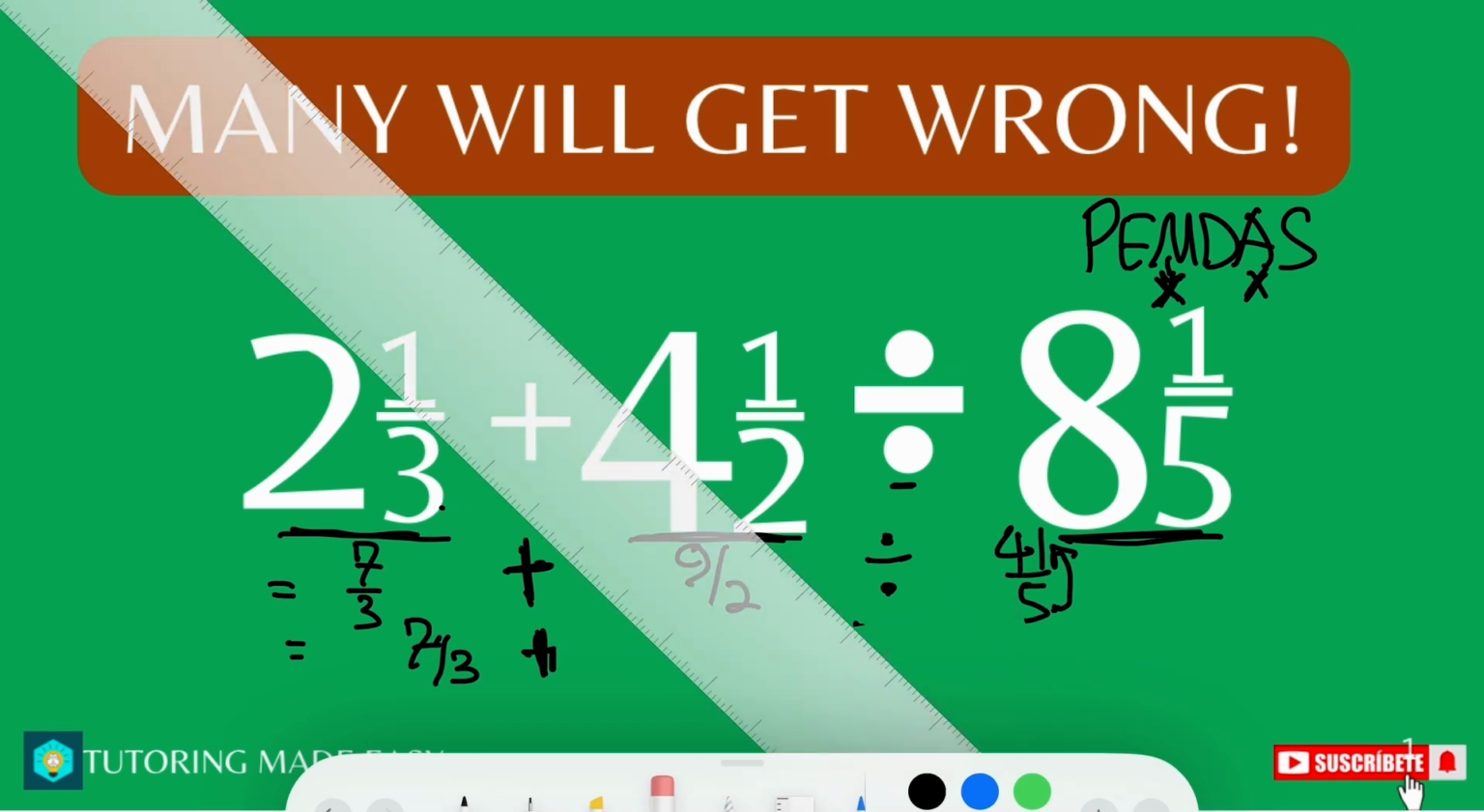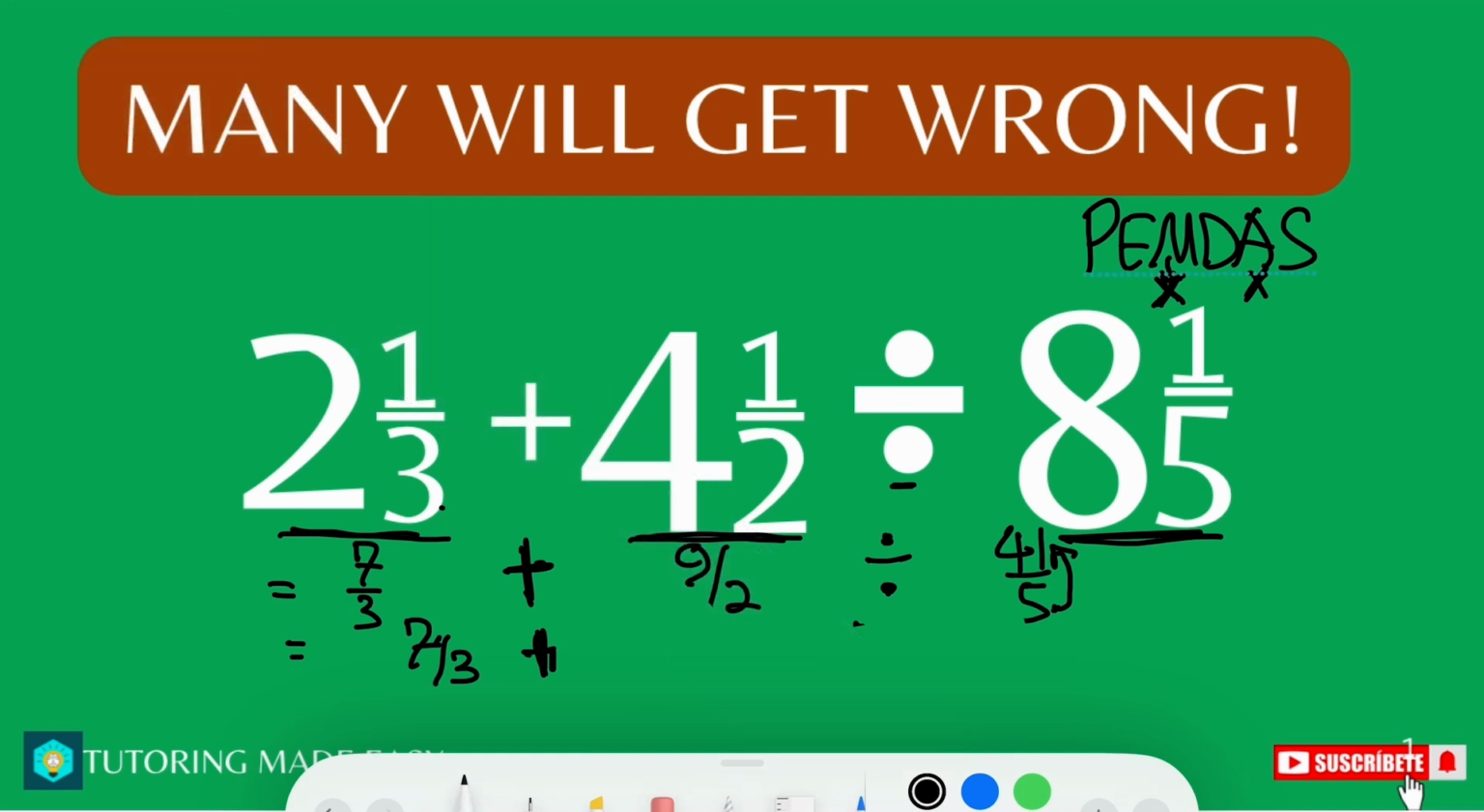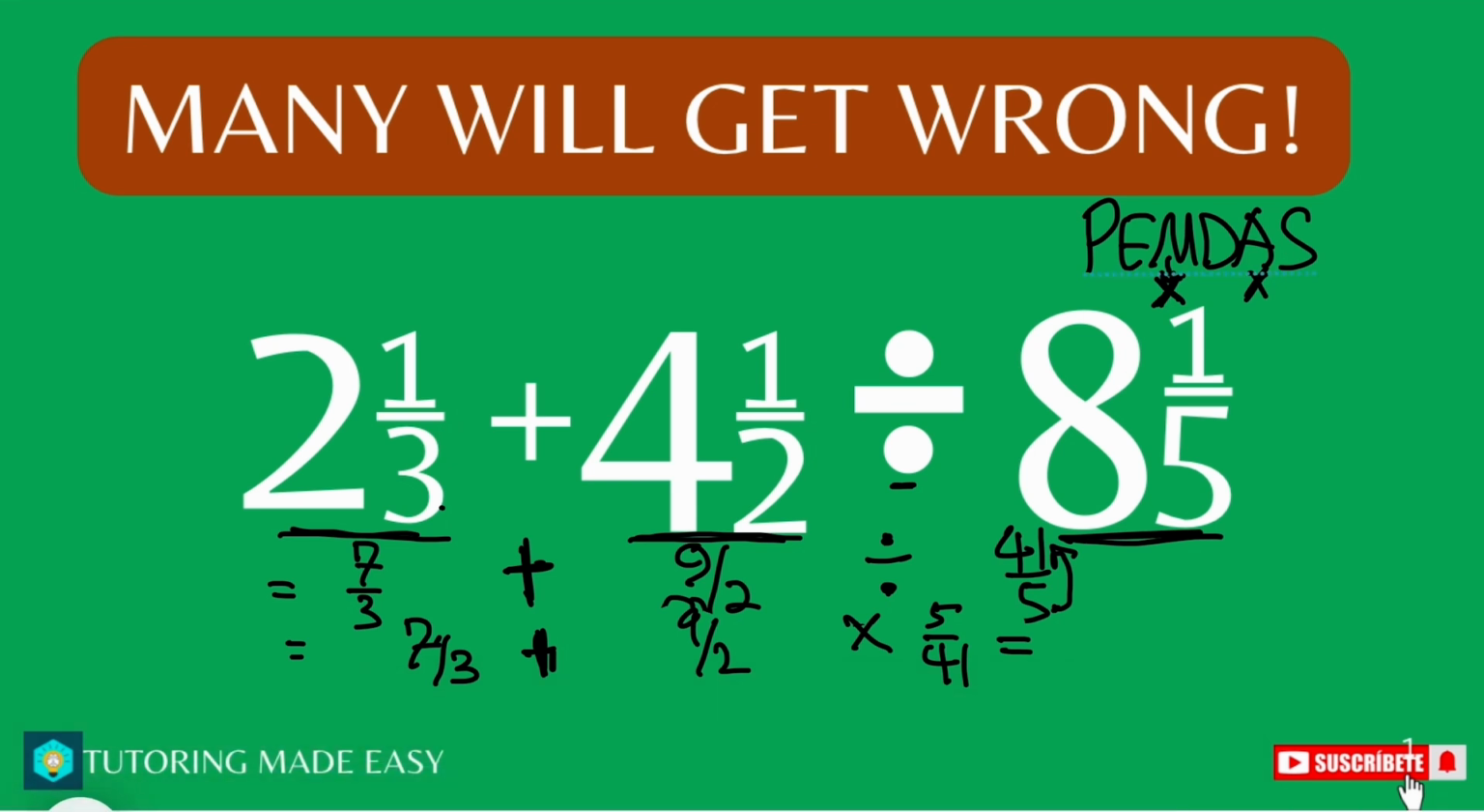So let's quickly look at what is going to happen. We're going to have 9 over 2 multiplied by 5 on top and 41 down. And it is going to give us 7 over 3 plus, the 9 times the 5 is going to give us 45. And then we divide by 2 times 41, and then we get 82. And from here, we're going to do what we call the addition part.